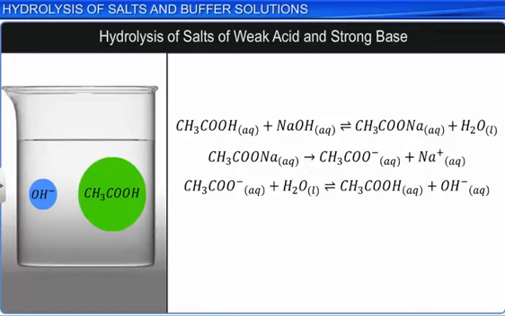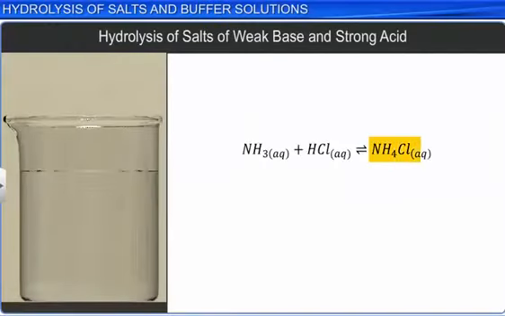Thus, it can be concluded that the aqueous solution of a salt of a weak acid and a strong base is alkaline due to the hydrolysis of the anion. Ammonium chloride is a salt of a weak base, ammonia, and a strong acid HCl. The NH4+ ion, being the conjugate acid of a weak base, is stronger.